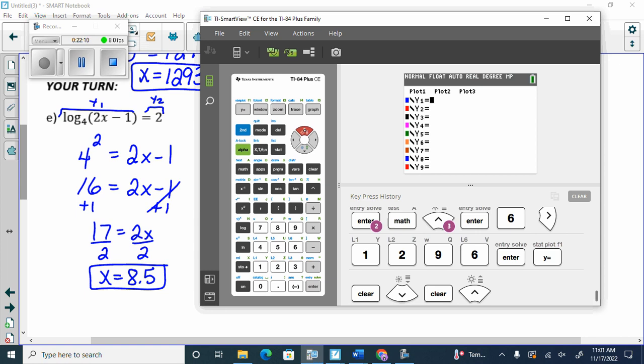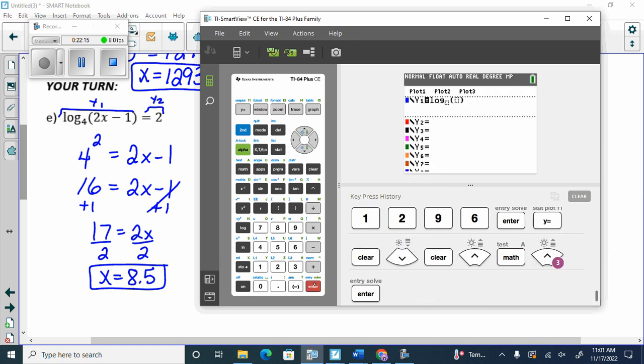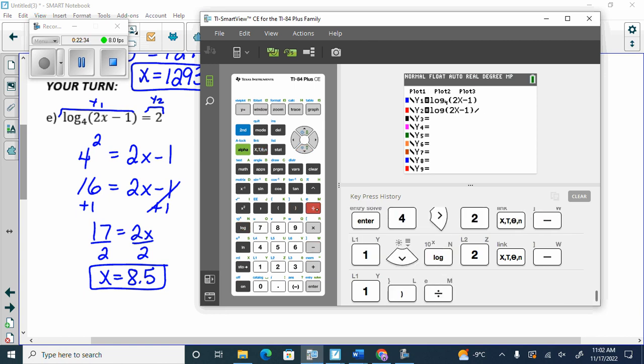Okay? So we go math. Get to our log base button. If we don't have the log base button, no big deal. You're going to go log 2x minus 1, close the bracket, divided by log 4. It gets you the same thing. So we're going to go log base 4, 2x minus 1. If you don't have the log base button, you would put log 2x minus 1 divided by log 4. So either of these are acceptable.